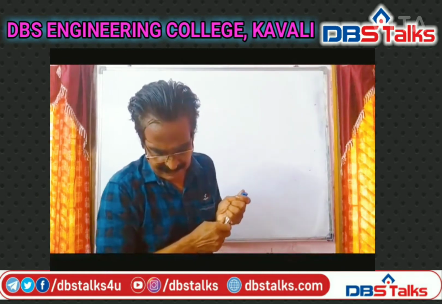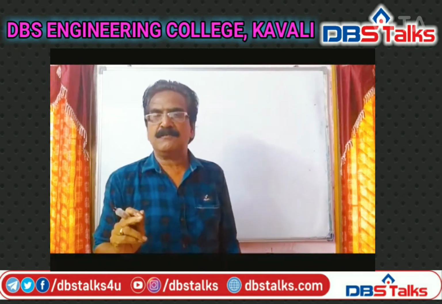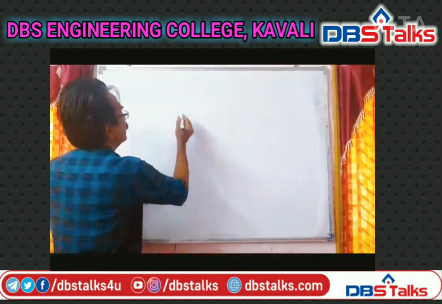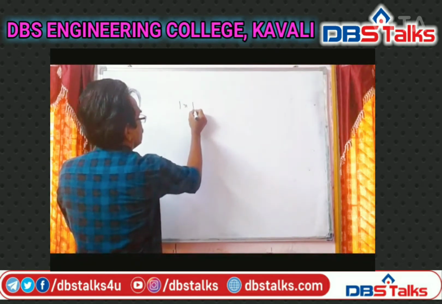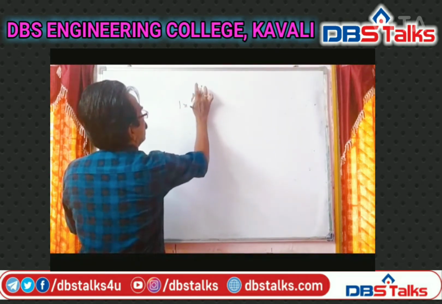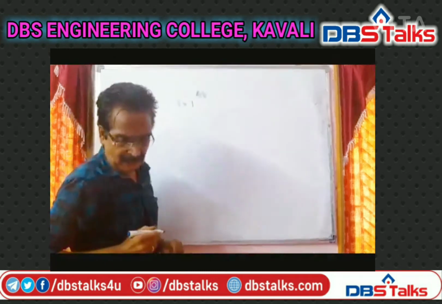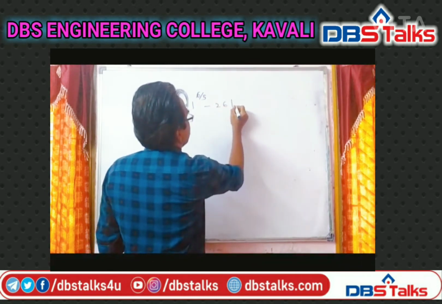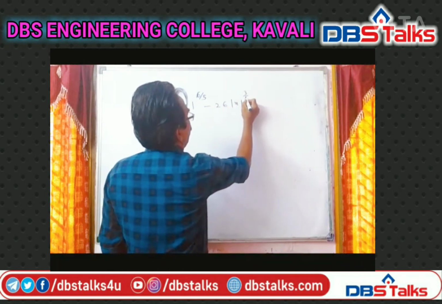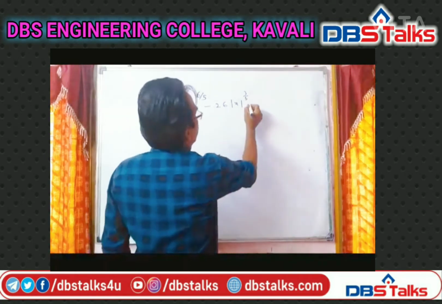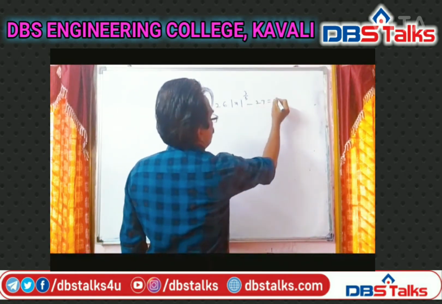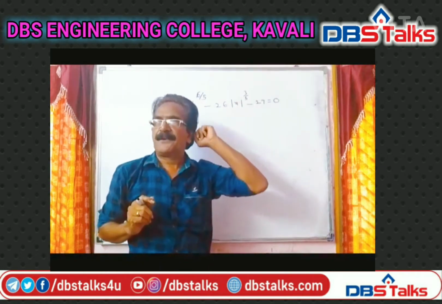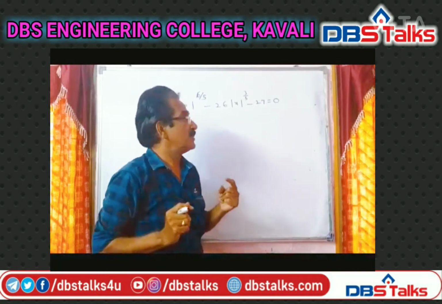Next problem, friends. The product of real roots of the equation |x|^(6/5) minus 26|x|^(3/5) minus 27 is equal to 0. This is the given equation, friends. Here we have to find the product of the roots.